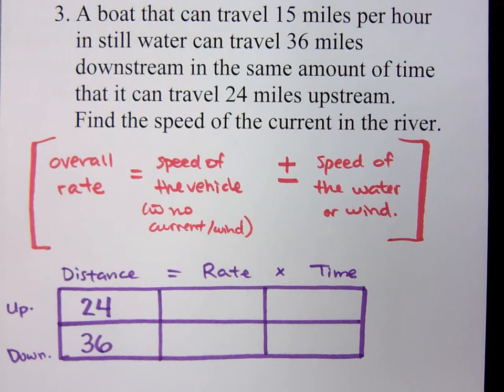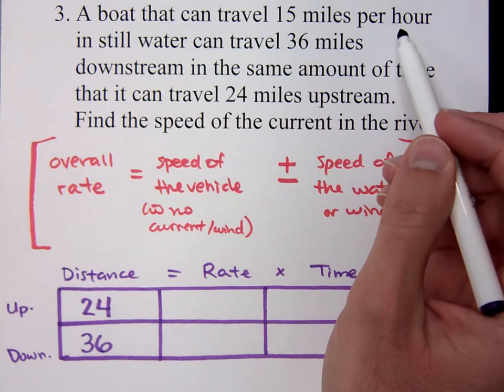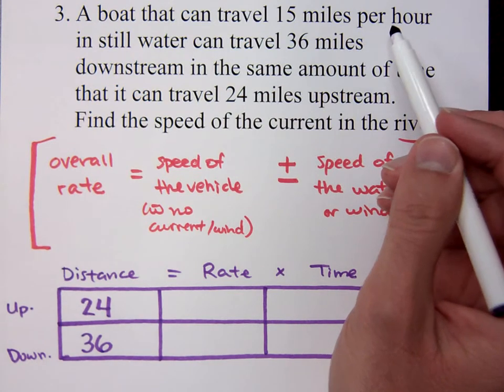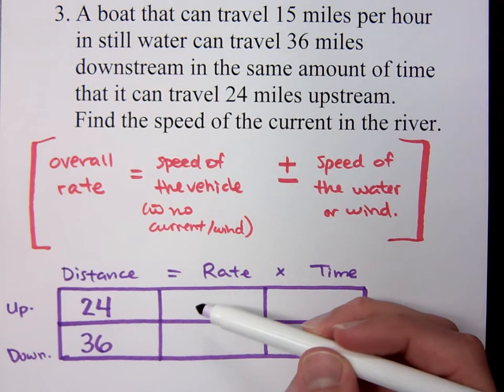Miles per hour, 15 miles per hour is a rate, isn't it? But here's what you need to do. This 15 miles per hour is the speed of the boat with no external forces acting on it, right? So when I come down here, I need to figure out how I'm going to write this up.